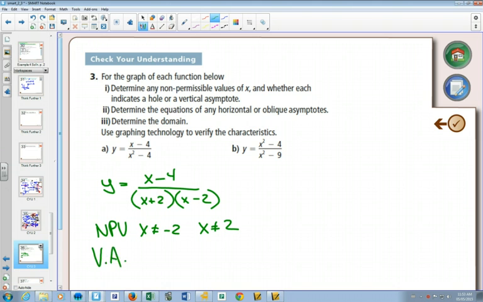I'm going to start abbreviating vertical asymptotes as VA. Are you okay with that? So our vertical asymptotes are x equals 2 and x equals negative 2.